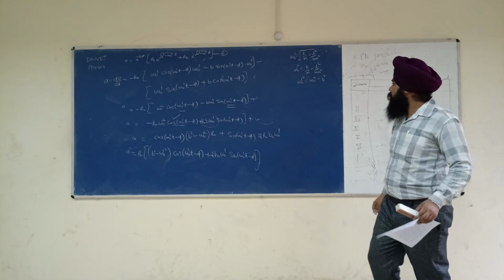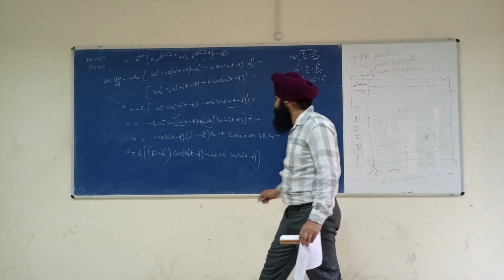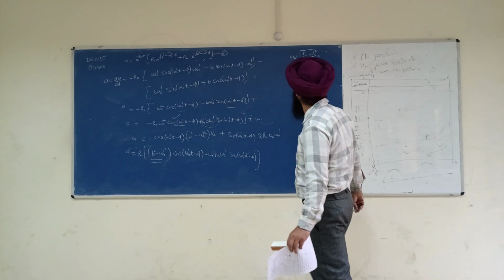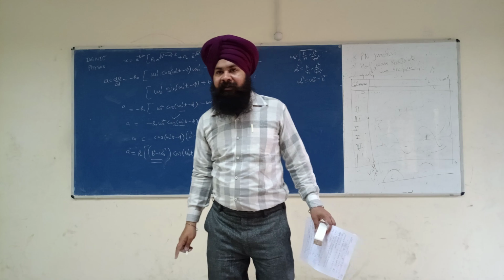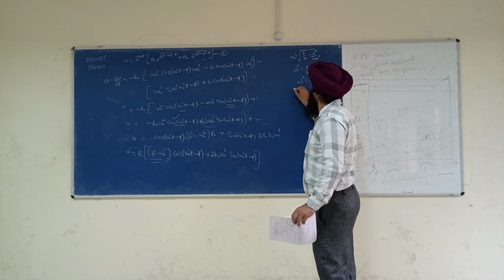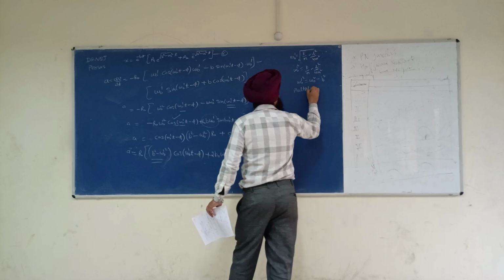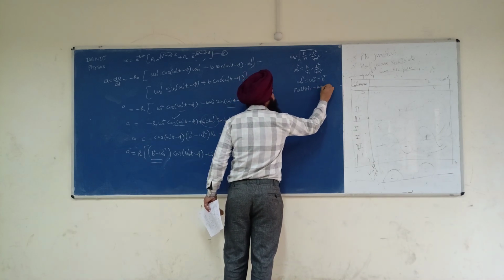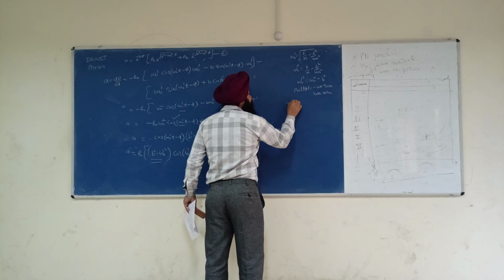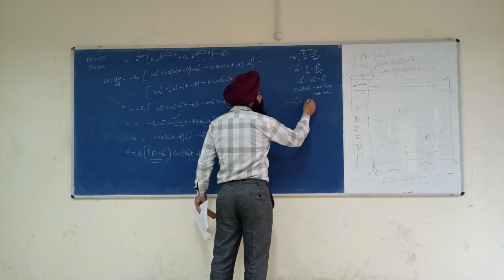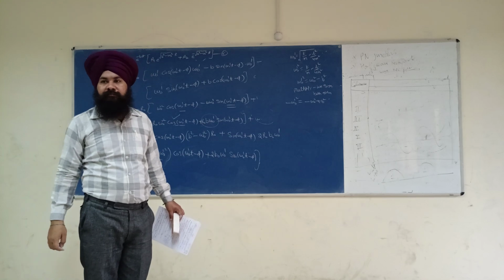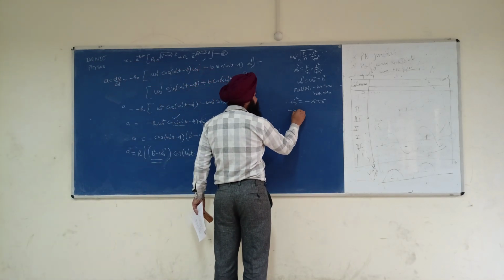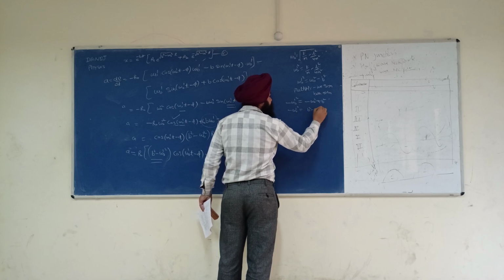Now what I will do? See, I have to calculate b square minus omega naught square. So what I will do? I will multiply negative sign both sides. It becomes minus omega naught prime square is equal to minus omega naught square plus b square. So it will become minus omega naught prime square is equal to b square minus omega naught square.